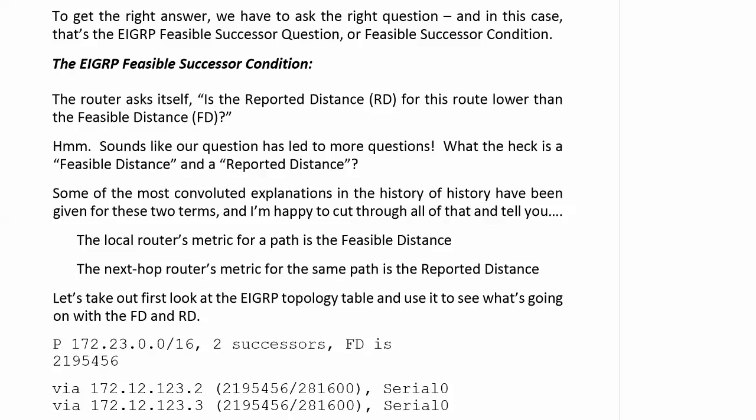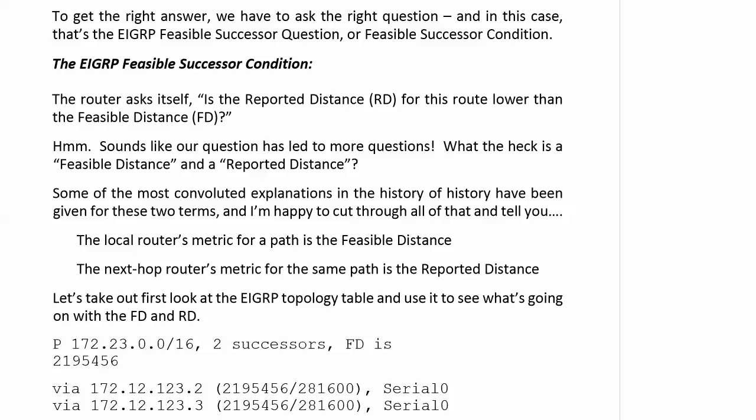It's very, very straightforward. The feasible distance is the local router's metric for a path. The reported distance is the next hop router's metric for this same path. That's it. A good way to remember it, since you're on the local router and you usually think in terms of the local router, is that the reported distance is what was reported from another router. That's the way I've always remembered it, and in this case that would be the next hop router. The feasible distance is the one that's left, and that's the local router's metric for a path.